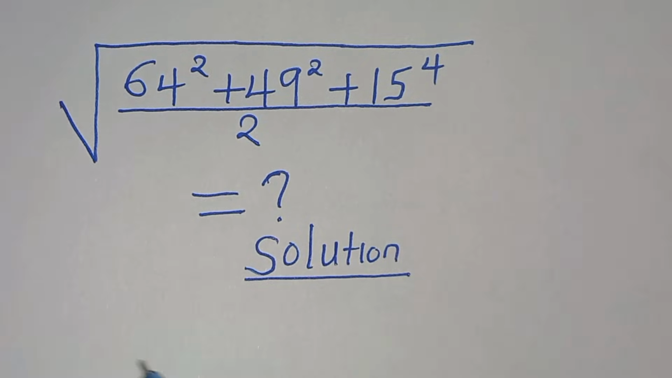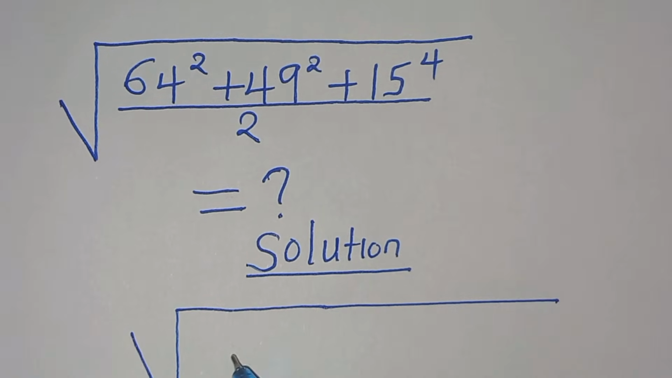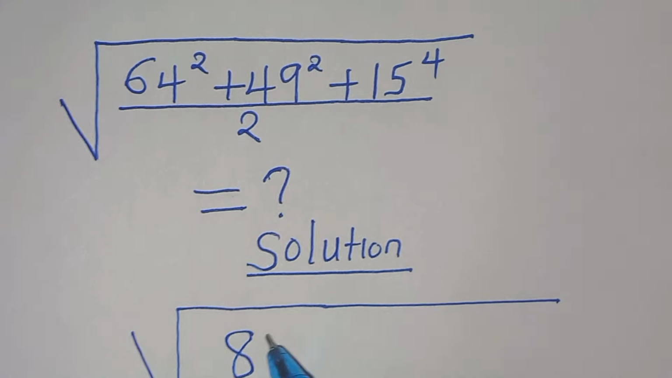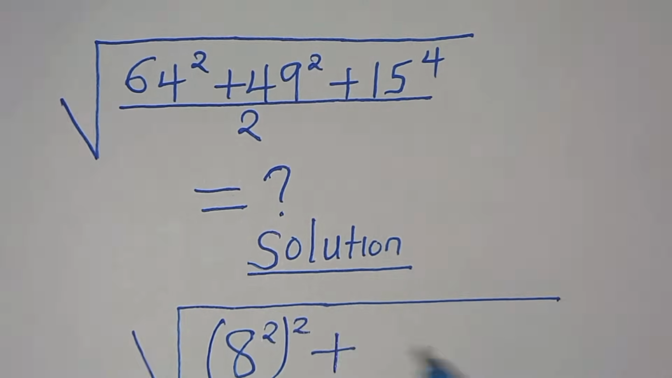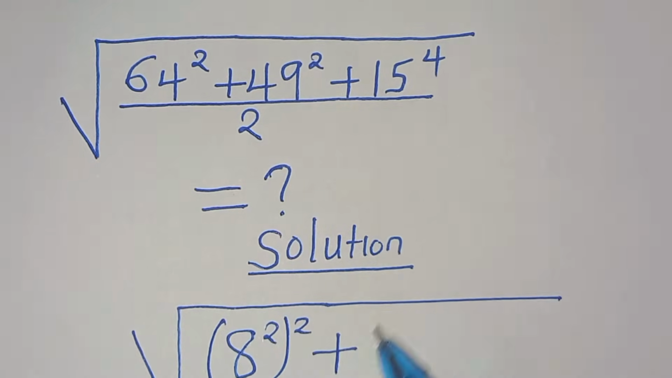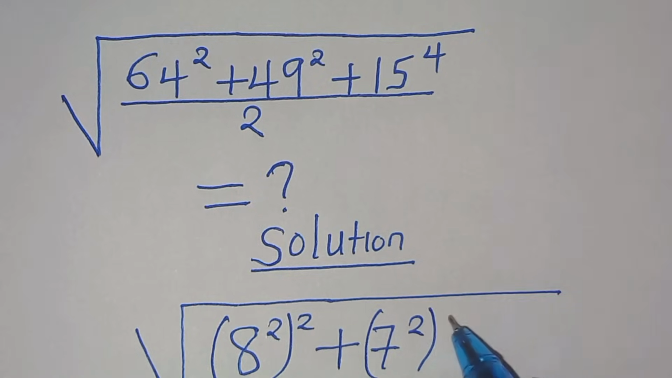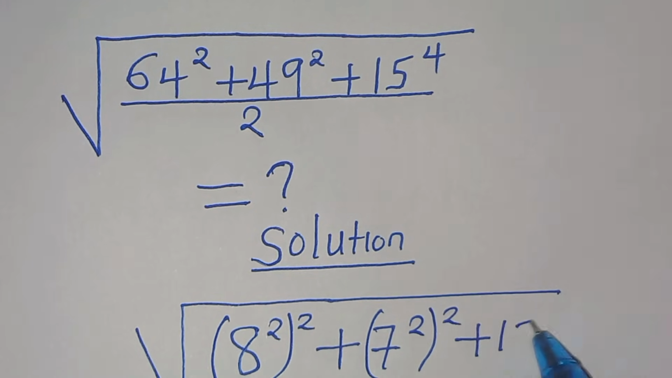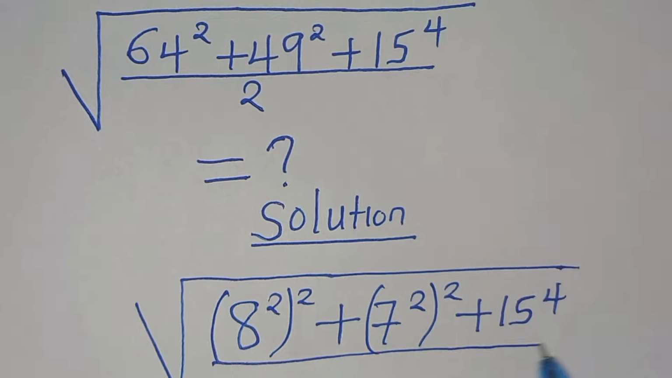Now, we have the square root of 64 squared. We can express this as 8 to the power of 2 raised to the power of 2, then plus 49 to the power of 2. We can express 49 as 7 to the power of 2 raised to the power of 2, then plus 15 to the power of 4. Everything here divided by 2.